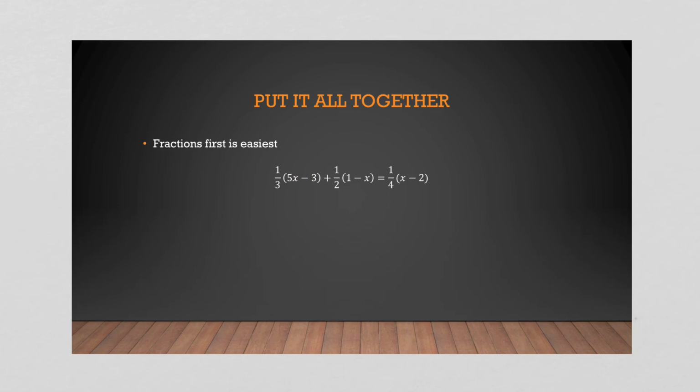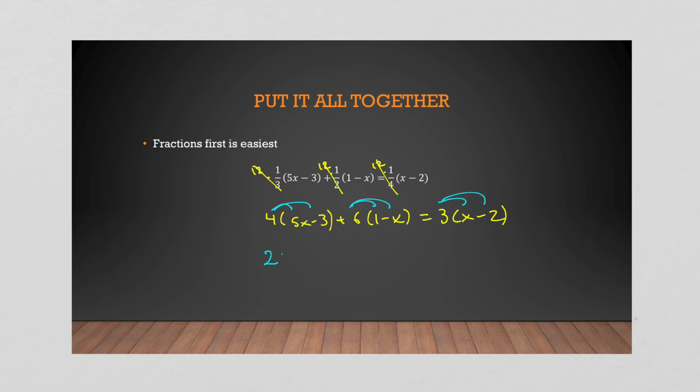So again, fractions first. Now in this case, we have a 3, a 2, and a 4. So again, our lowest common denominator is a 12. So multiply by 12, multiply by 12, multiply by 12. So now I'm going to have 4 times 5x minus 3 plus 6 times 1 minus x equals 3 times x minus 2, because I did my division followed by my multiplication. So now I'm going to water bomb 4, 4, 6, 6, 3, 3. Remember the sign. So 20x minus 12 plus 6 minus 6x equals 3x minus 6.